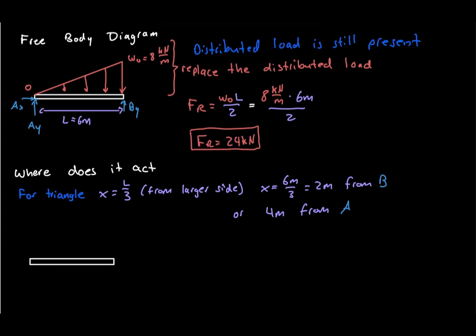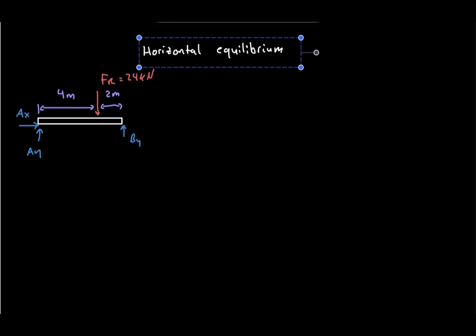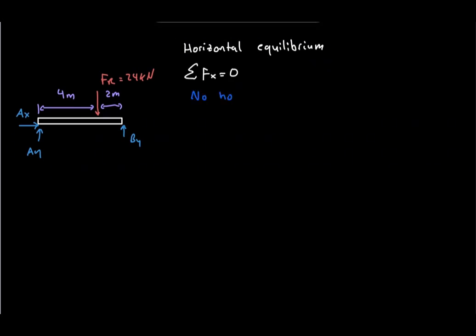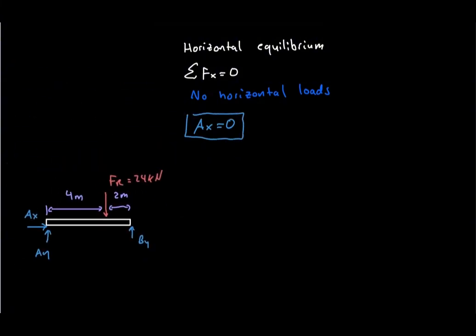Now, the distributed load has been replaced by a single force of 24 kilonewtons acting 4 meters from A. The problem has become an ordinary beam problem. We start with horizontal equilibrium. There are no horizontal loads acting on the beam. Therefore, Ax equals 0. Next, we take moments about point A.